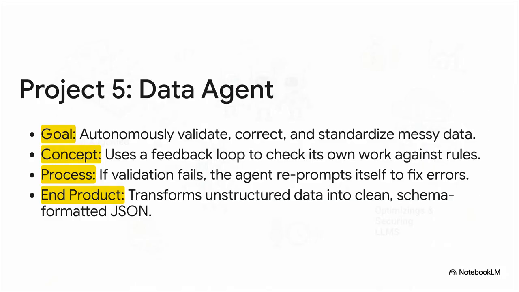Anyone who's worked with data knows the absolute pain of data cleaning, right? Well, Project 5 tackles this head-on with a self-correcting agent. This thing doesn't just automate data cleaning, it actually checks its own homework. If its output doesn't match the rules you set, it triggers a feedback loop, critiques its own mistake, and tries again until it's perfect. This is an incredibly advanced and robust way to build data pipelines.